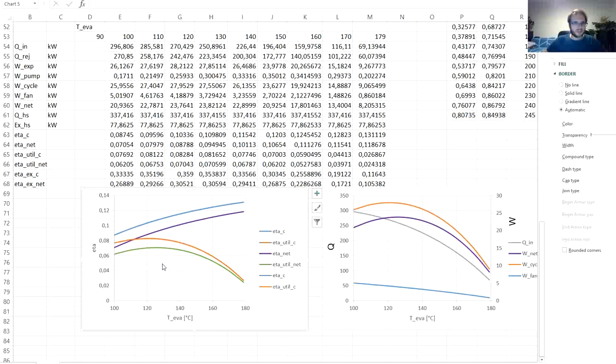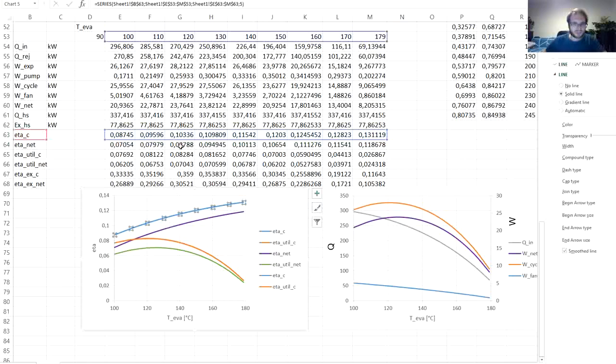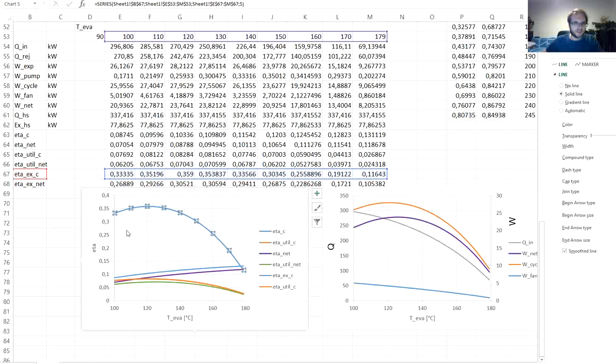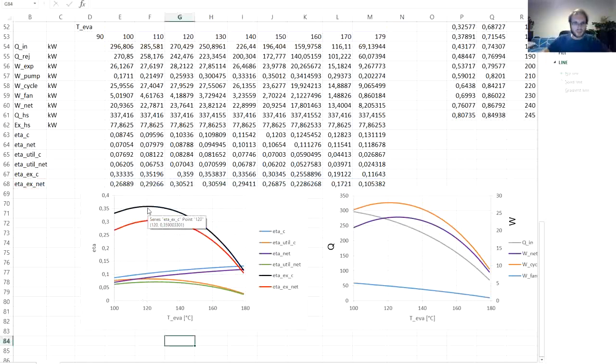And now the last parameter that we will have a look at will be the Exergy efficiency, like this, and the net Exergy efficiency over here. And let's have a look at the points of the maximum of Exergy efficiency.